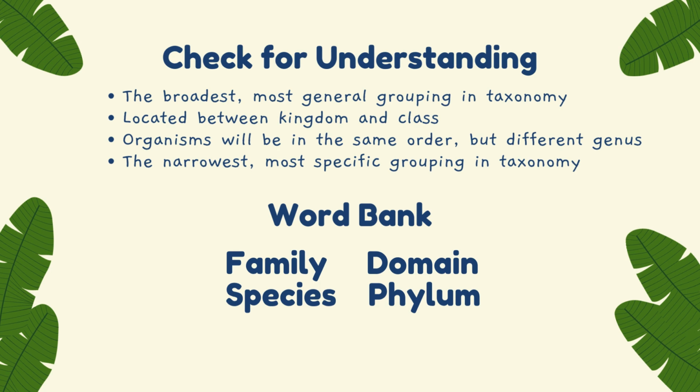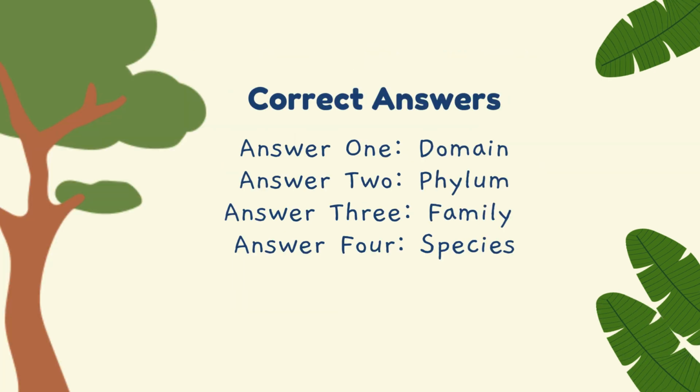After having selected each word from the word bank onto the bullet point that you think is the answer, we will now review which ones are correct. The order consists of answer 1 being domain, answer 2 being phylum, answer 3 being family, and answer 4 being species. And now we will do a summary.